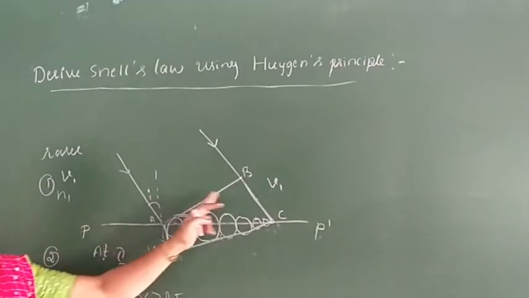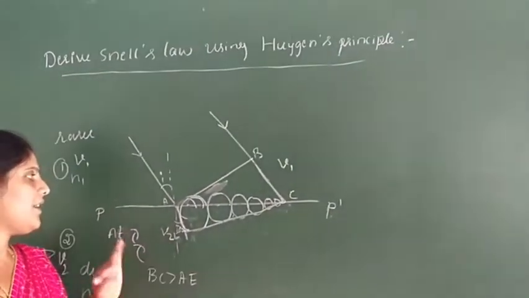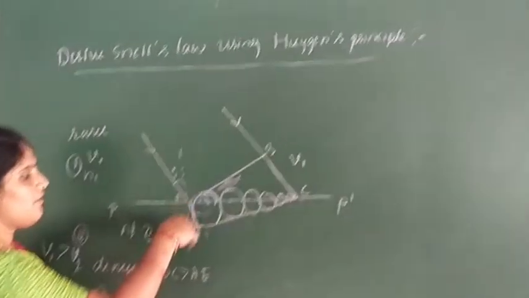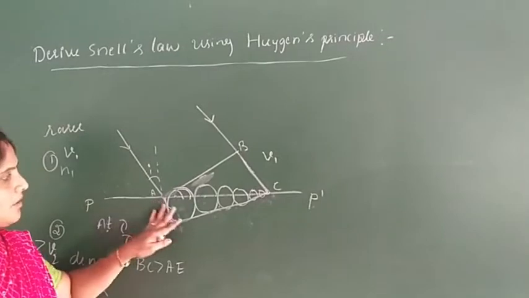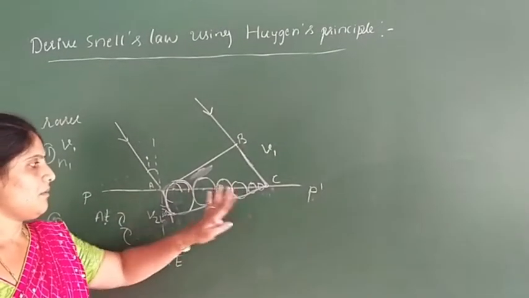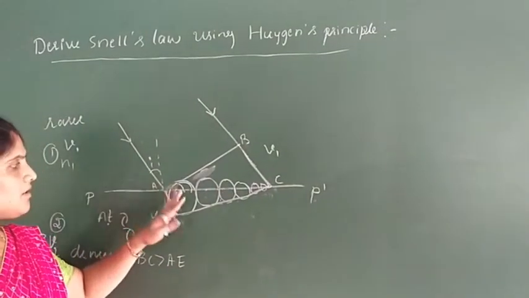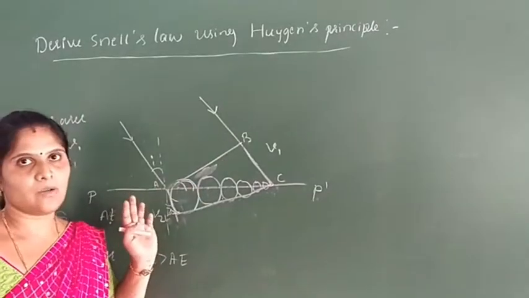Here AB is the incident ray, C is the refracted ray, I is the angle of incidence, and R is the angle of refraction. Okay. So this is not necessary because I draw this for your convenience only.